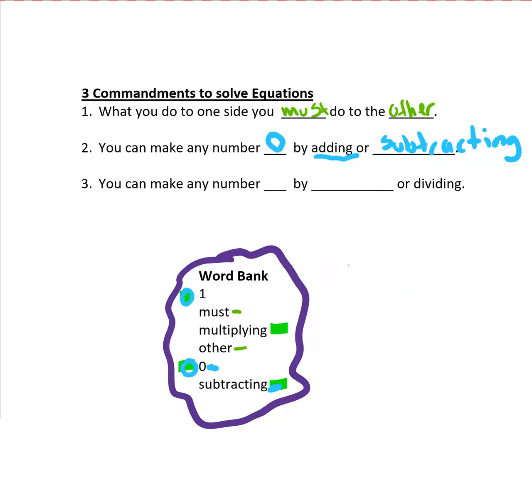So you can make any number blank by blank or dividing. Well, we only have one number left, so 1. And again, dividing, our inverse operation is multiplying. So always follow these steps. Start with number 1. Then go to number 2, and then number 3. You have to do the steps in order.